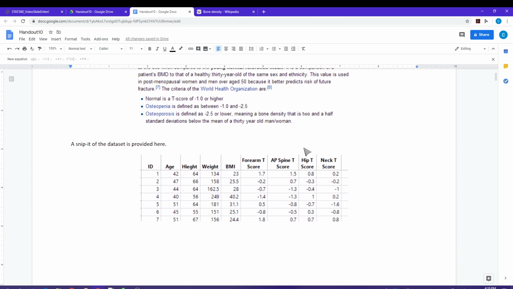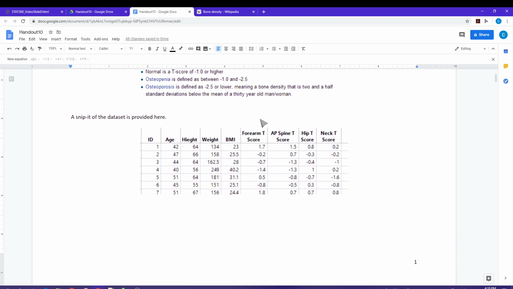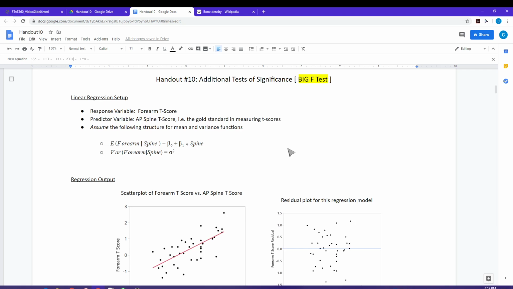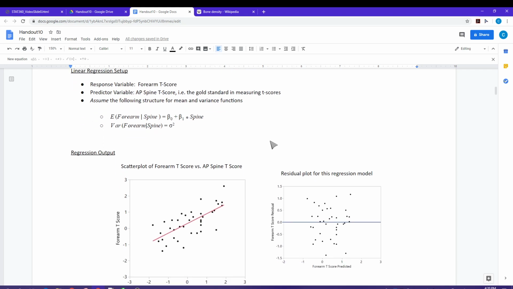So this study is looking at the relationship between spine T-score and forearm T-score. Spine, hip, and neck are kind of the gold standards when measuring bone density. This client was interested in whether or not forearm T-score could be used as a substitute for spine and hip and neck for that matter. But here we're just going to look at forearm to spine.